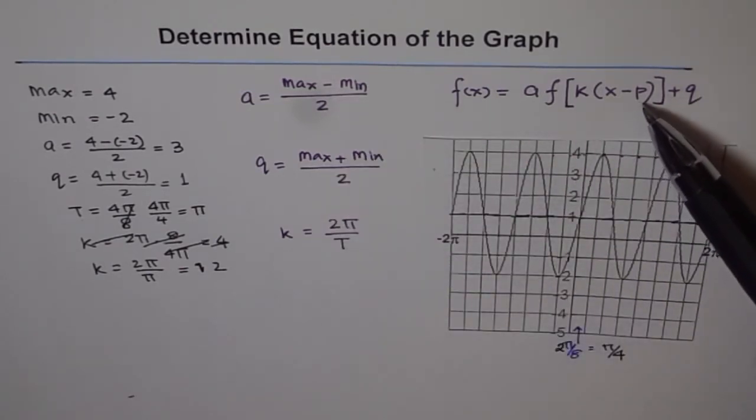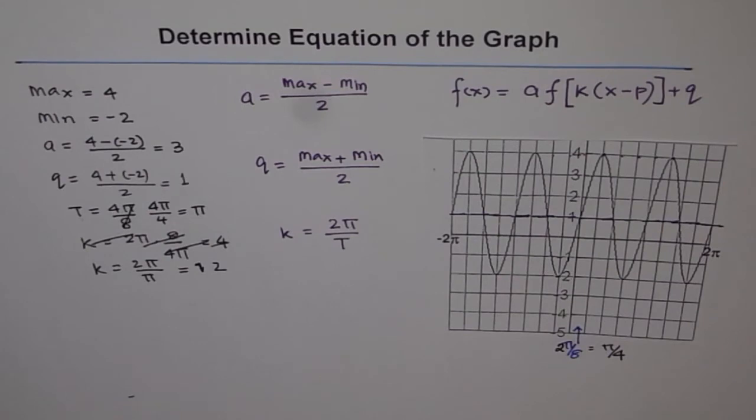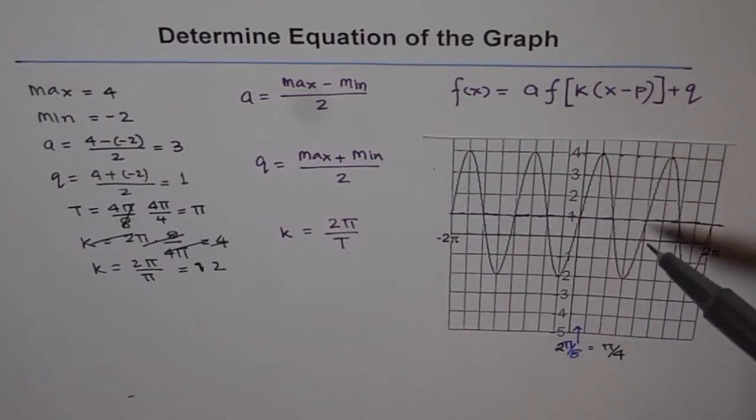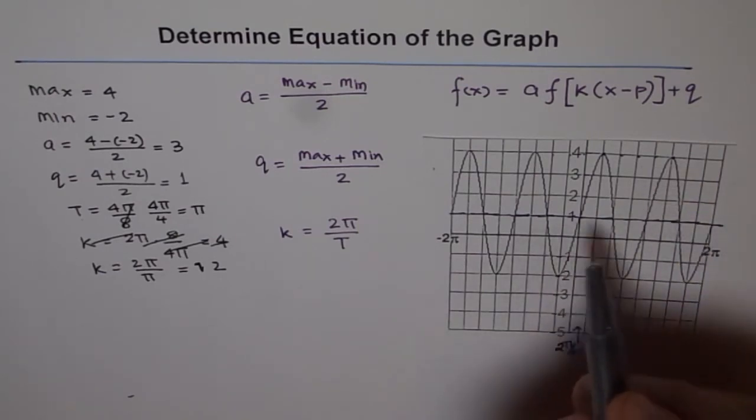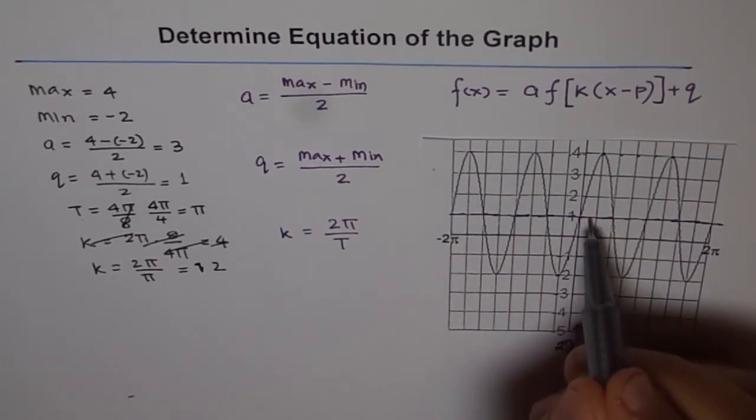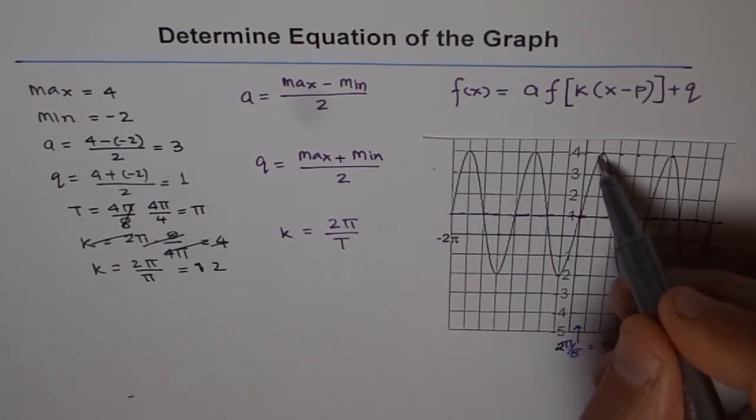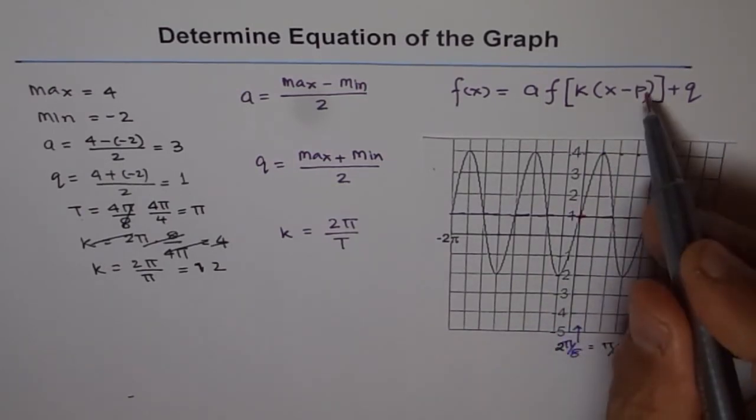Now let's figure out the phase shift. Now phase shift is with respect to sine and with respect to cos. So we can actually write 2 different equations for the same function. Okay. Now if you see, that is our axis of symmetry which is drawn. So if you see at this point, it starts like a sine wave. So P for sine wave is 0.